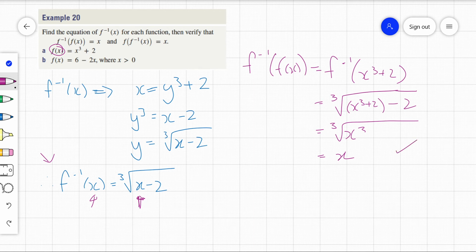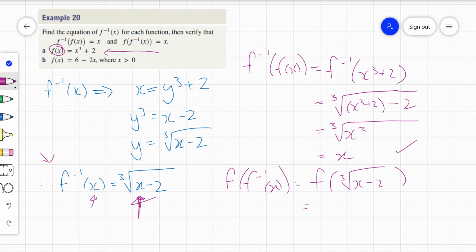So let's verify whether f of the inverse function of x works. This time in the function, I want to put inside the function the inverse function. So I want to put inside the function this inverse function, cube root of x minus 2. So back in the function being x cubed plus 2, wherever I see an x, I'm now going to do the cube root of x minus 2. So I'm going to have cube root of x minus 2, cubed, plus 2. Again, cubing a cube root, I just get x minus 2 plus 2. Again, I'm going to get x. So we verified that works for that first function.